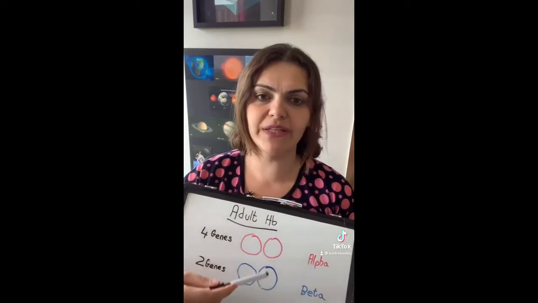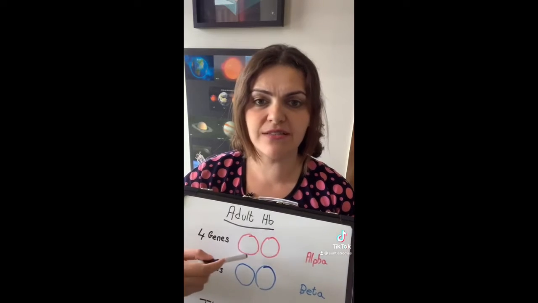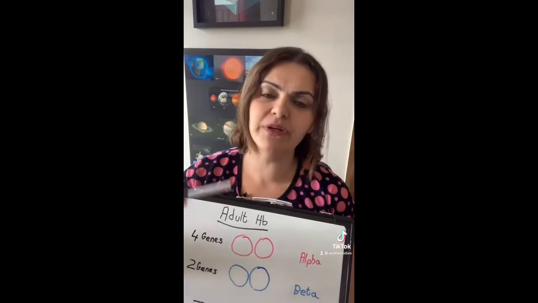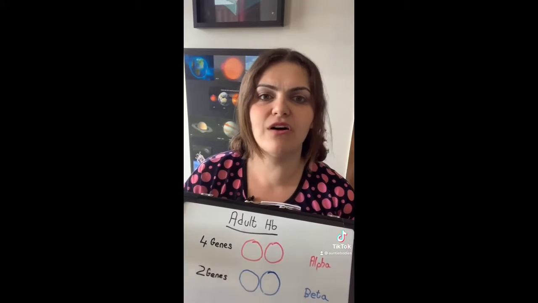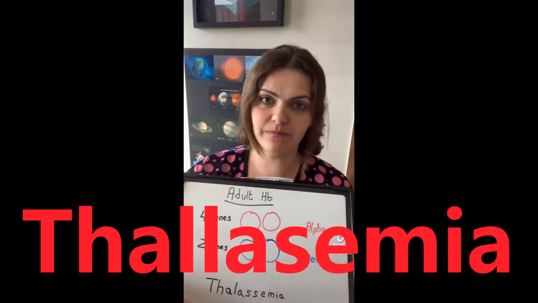Last time we talked about hemoglobin, and we said that adult hemoglobin has 2 alpha chains and 2 beta chains, and each one of those chains has a heme group, and that heme group has iron, and that iron is what binds to oxygen and transports it around the body. Today I want to tell you about hemoglobin disorders and what's called thalassemia.